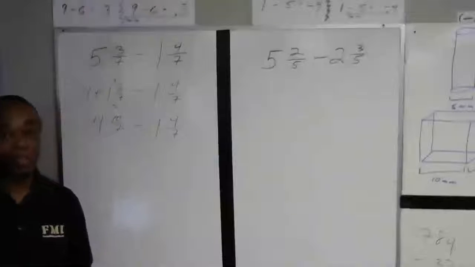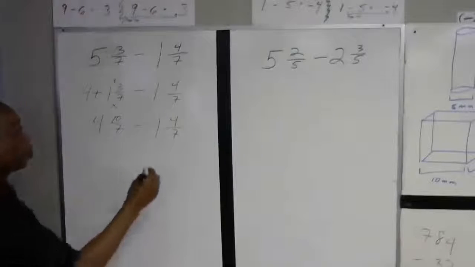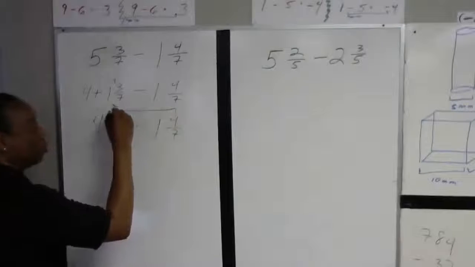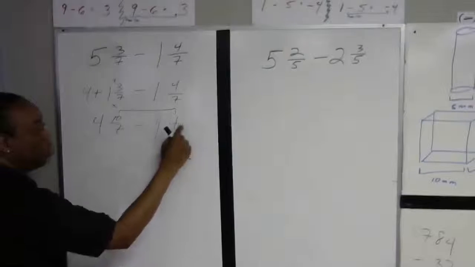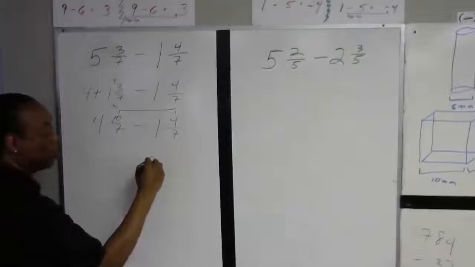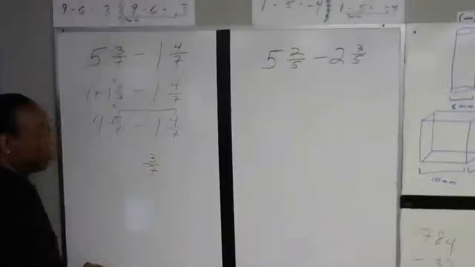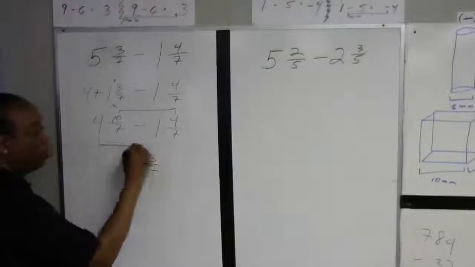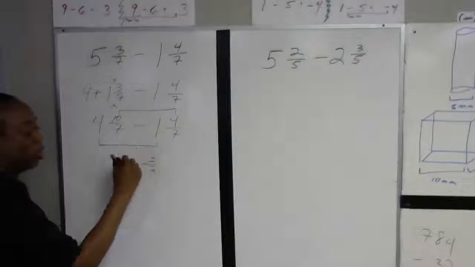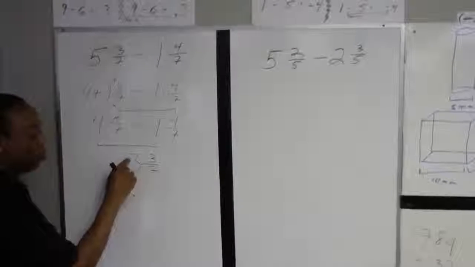Now I can begin the process of subtraction. First, we start with our fractions. 10 over 7, take away 4 over 7, leaves 3 over 7. And the whole numbers, 4 take away 1, leaves 3. Okay, finish.